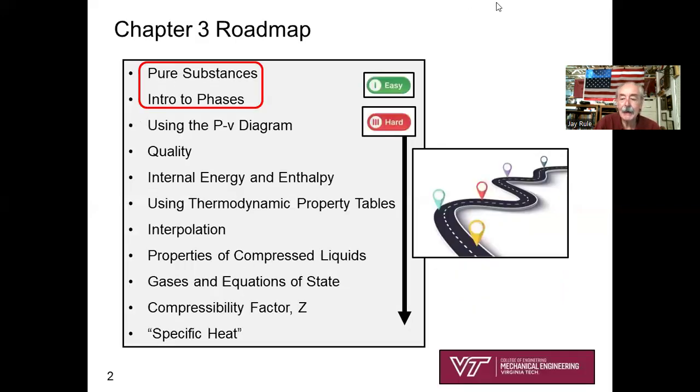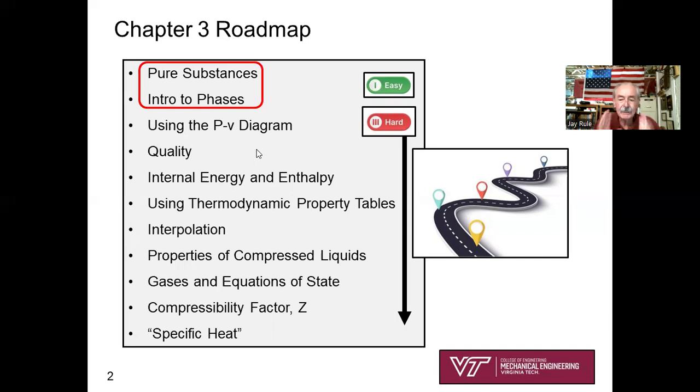So let's look at a roadmap of what's going to be covered in chapter 3, and it's a lot. And what I've got circled here is what's covered in this module. I'm going to talk about pure substances, and I'm going to convince you that you already know a good proportion about phases of substances, and I've labeled that as easy. It's stuff you already know, have a feel for. I've labeled everything else hard because much of it, I think, is going to be some new material to you. It's going to involve some hard work in terms of learning some new skills, and you're going to benefit from them.